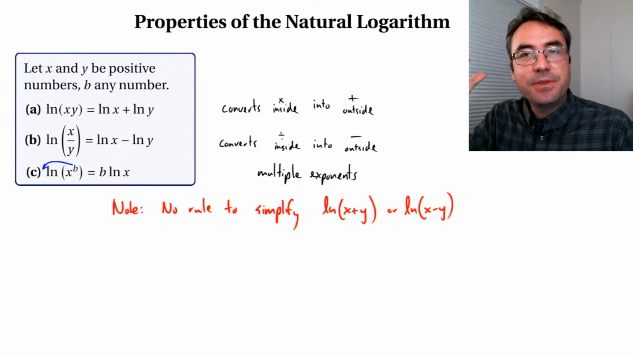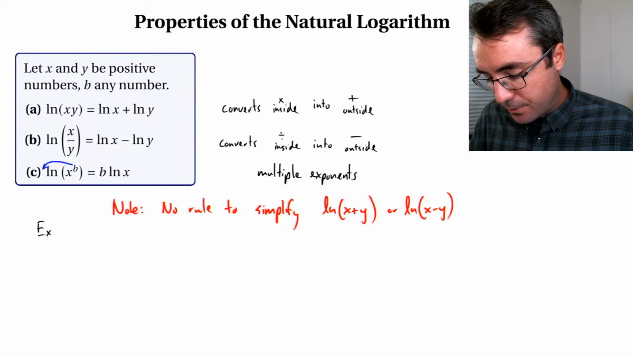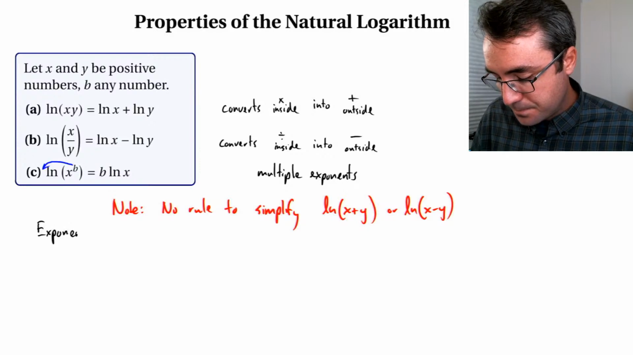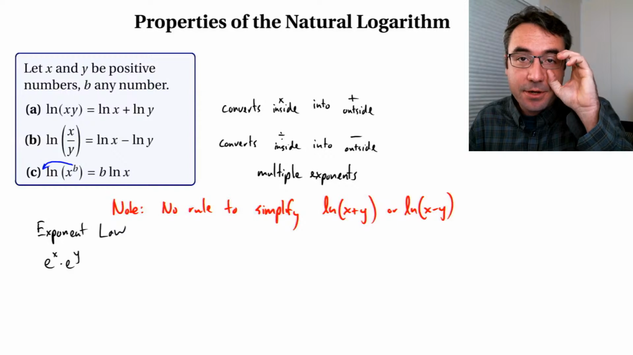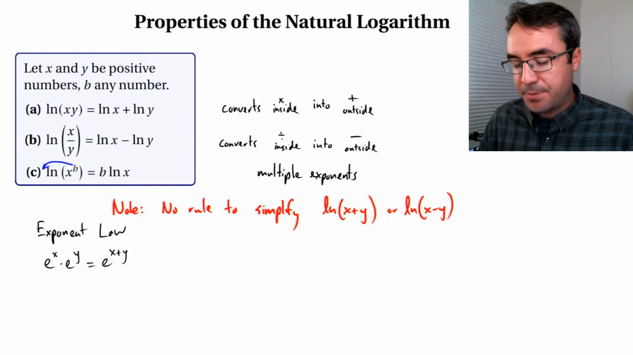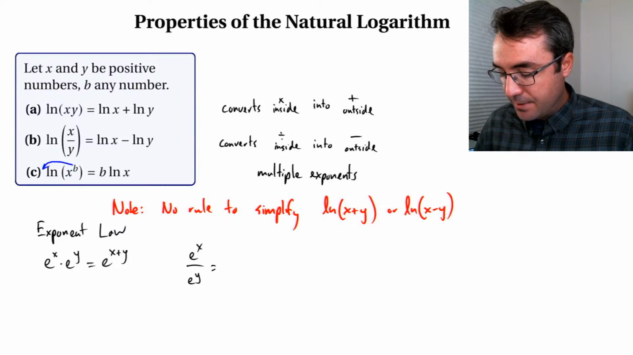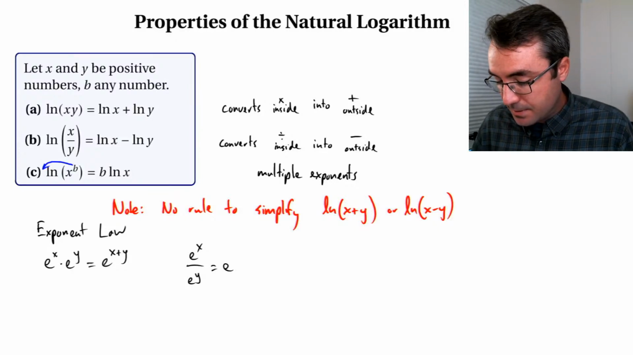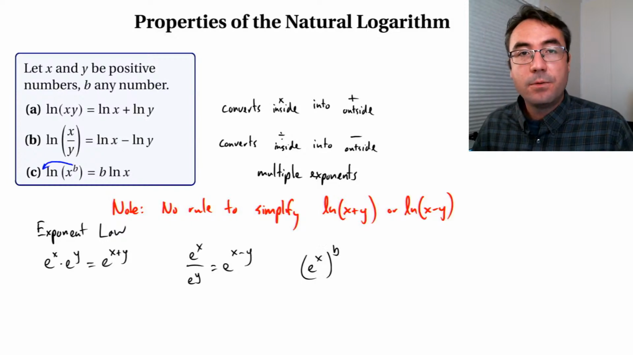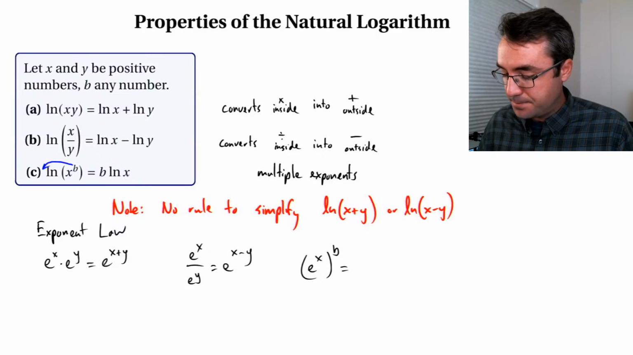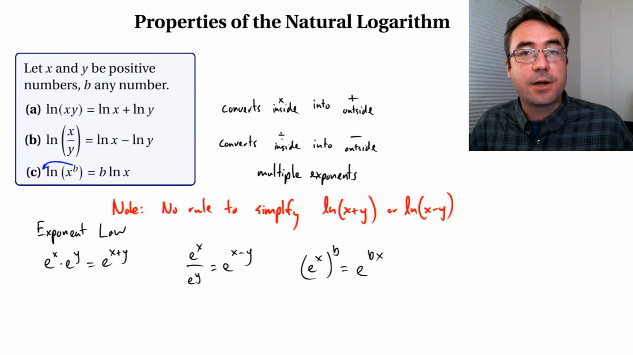Also, it's worth mentioning each of these has an analog in terms of exponential rules. So let's just remember some of the exponent rules. If we have e to the x times e to the y, so if we have multiplication of exponential functions, that's the same thing as adding the exponents together. If we have division, so e to the x divided by e to the y, that's the same thing as subtracting the exponents. So e to the x minus y. And then if we have e to the x all raised to the power b, well, that's the same thing as multiplying the exponents together. So each of these log properties has a very similar property for the exponential function.